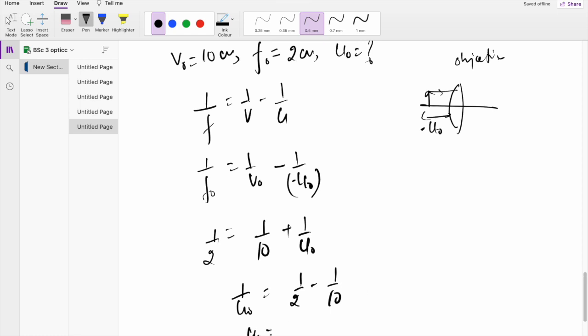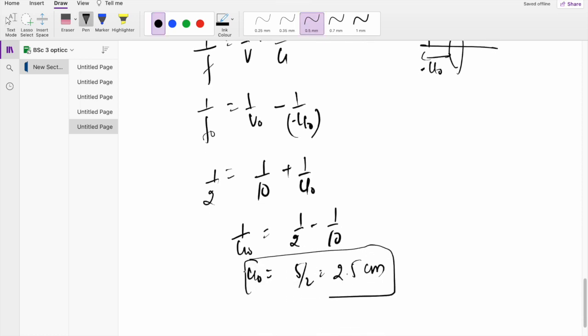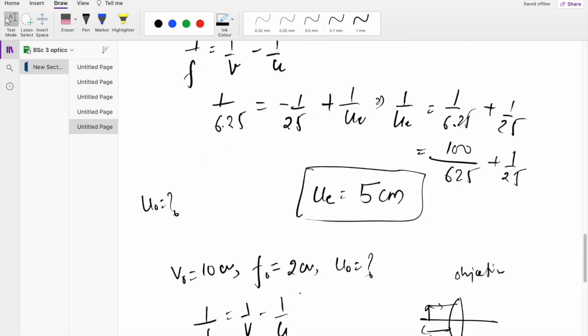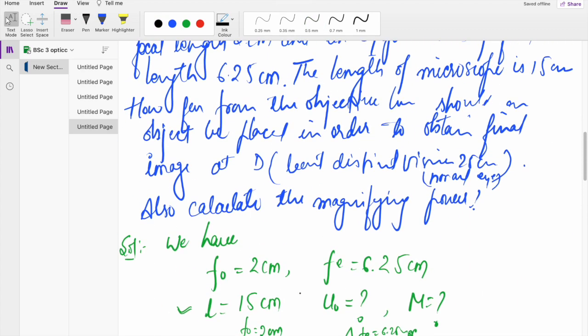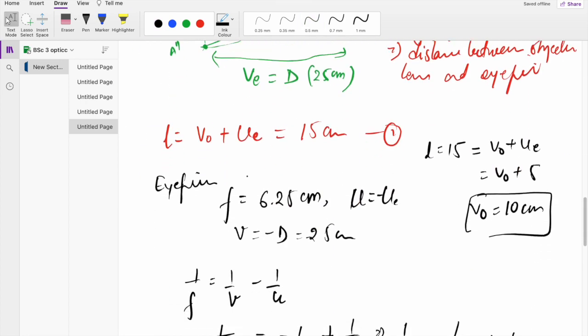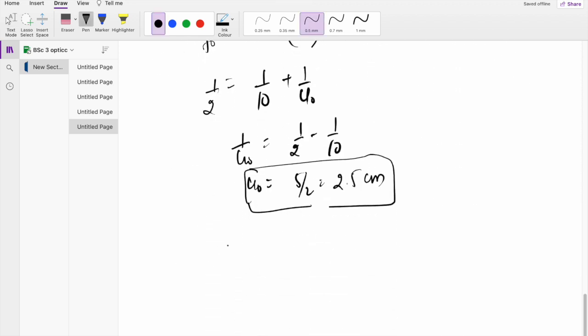So UO becomes here, if we calculate this, 5 upon 2, which is 2.5 centimeter. So this is what we were asked for: how far from an objective lens should an object be placed in order to obtain an image at D. The object must be placed at u equals 2.5 centimeter before the objective lens. This is the answer.